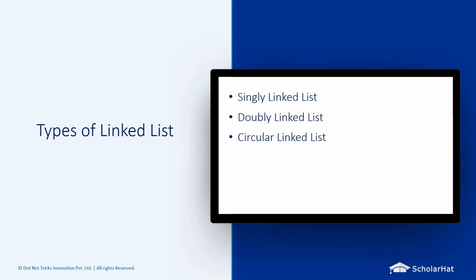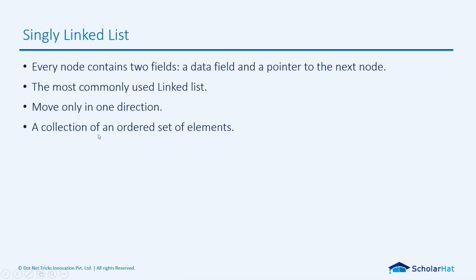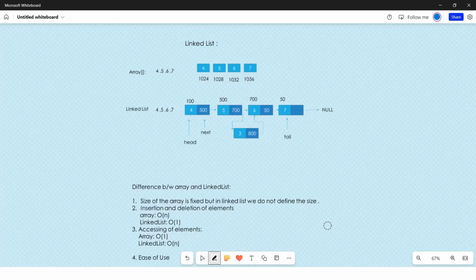Every node contains two fields, a data field and a pointer to the next node. The most commonly used linked list moves only in one direction, a collection of an ordered set of elements. So here you can see this is a singly linked list. One node is there. So now we jump to the VS Code and we'll talk about linked lists in detail here.